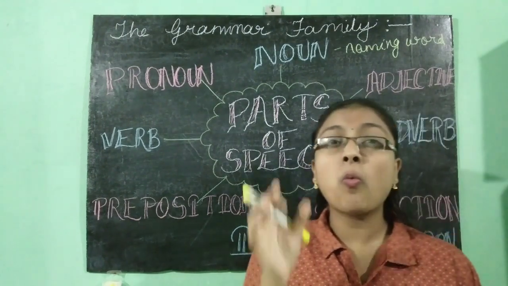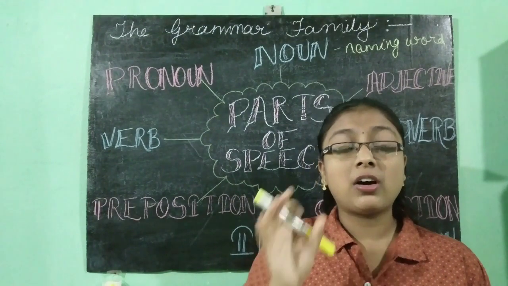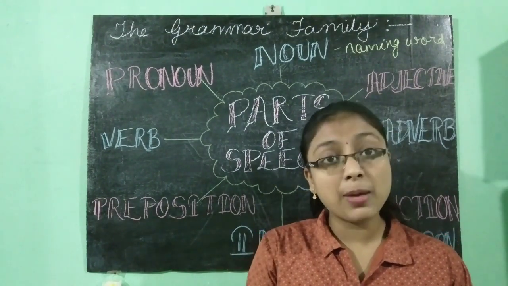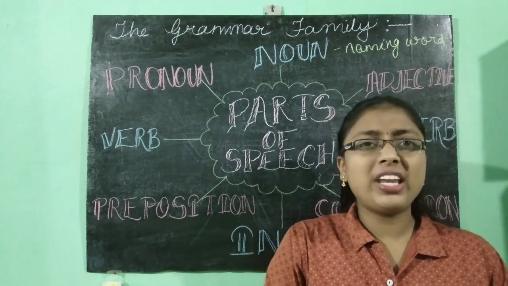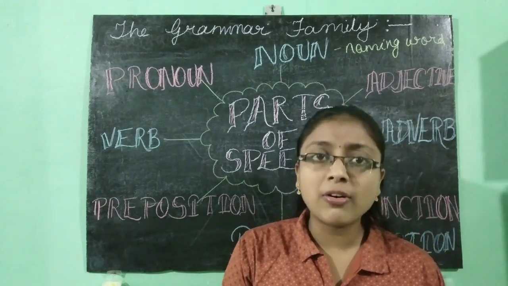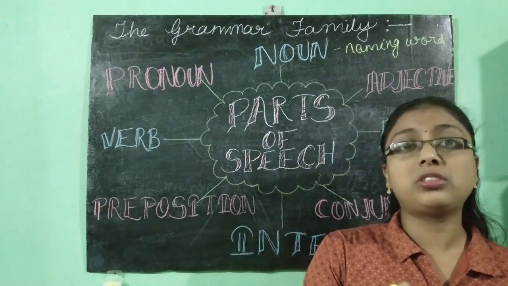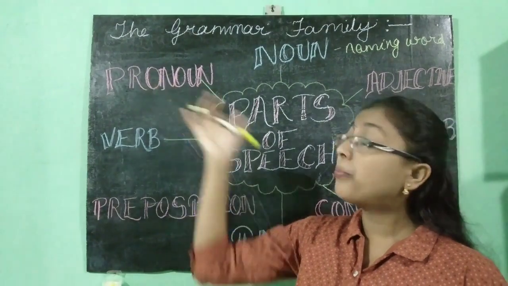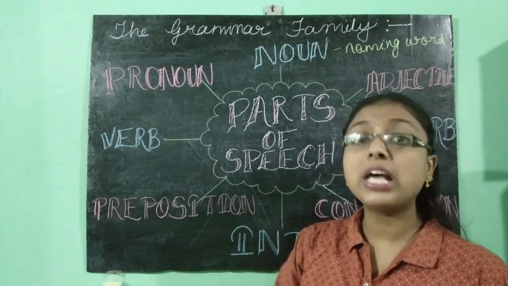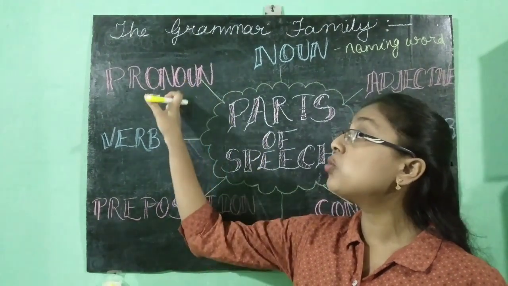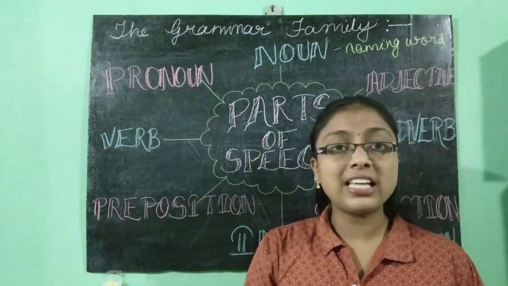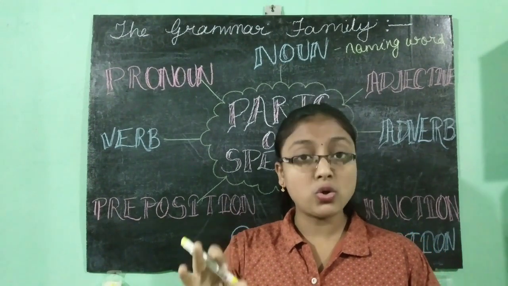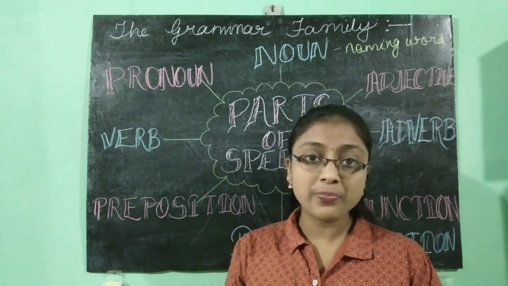If you are using one noun repeatedly, a number of times in the same paragraph, then it's really very cumbersome, isn't it? So therefore, we replace those nouns with some other words. Those words are known as pronouns. That is, they are used instead of nouns. For example, I am saying that Road to Study is my channel.